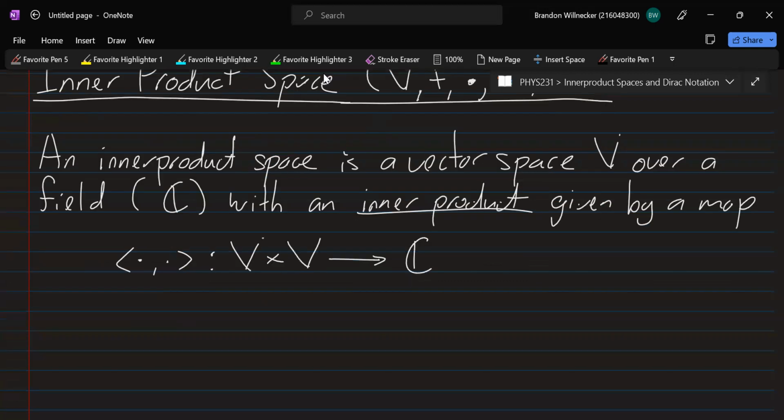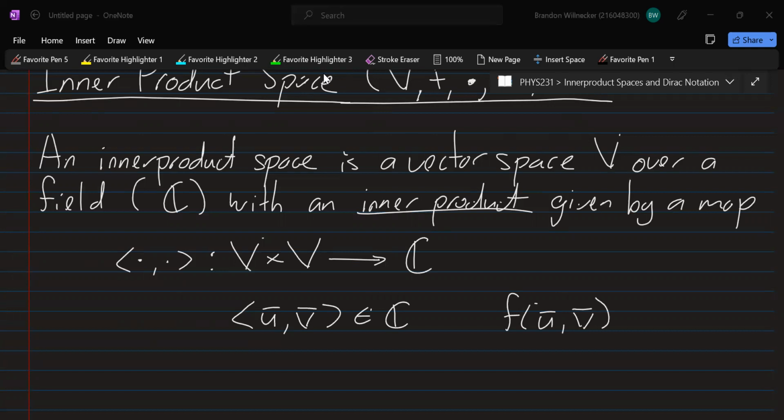So what does this do? It takes two vectors, let's say u and v, and produces a complex number from them. And much like the vector addition map and the scalar multiplication map, we write it differently. Instead of f of u, v, for example, we write it with this bracket notation, similar to how we wrote the vector addition plus in between the vectors. It's just a bit of different notation.